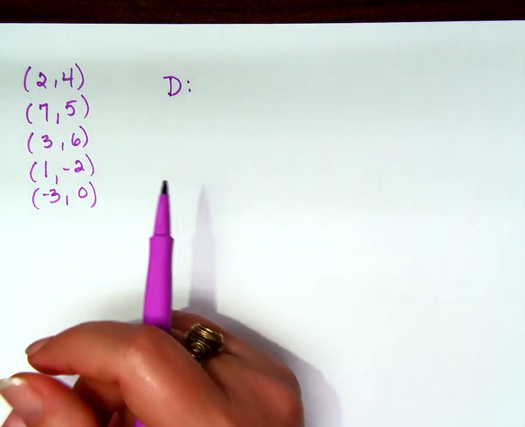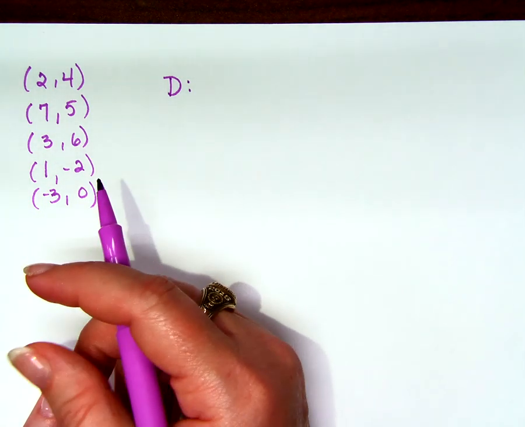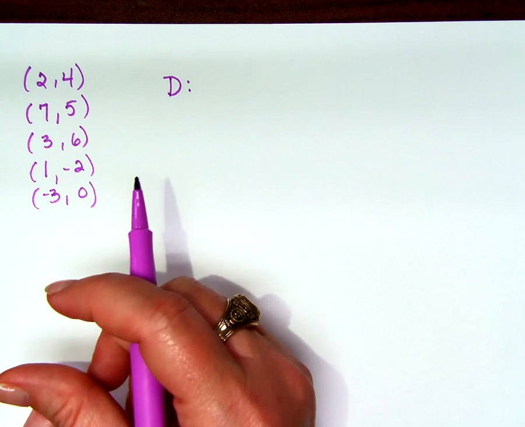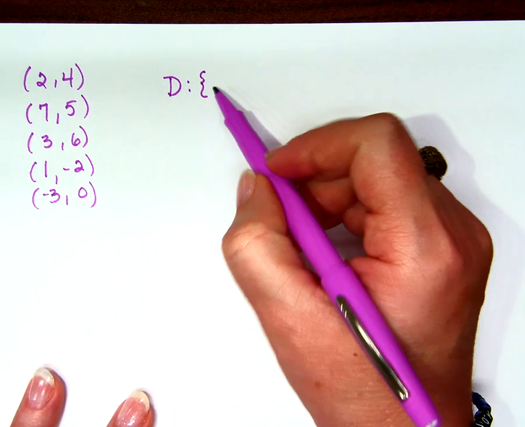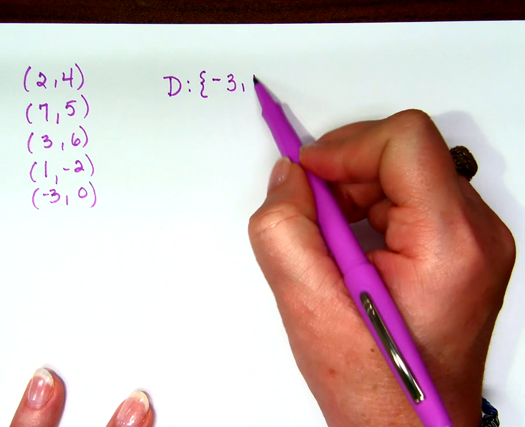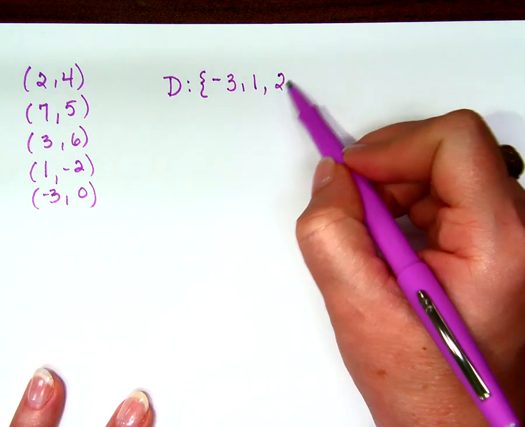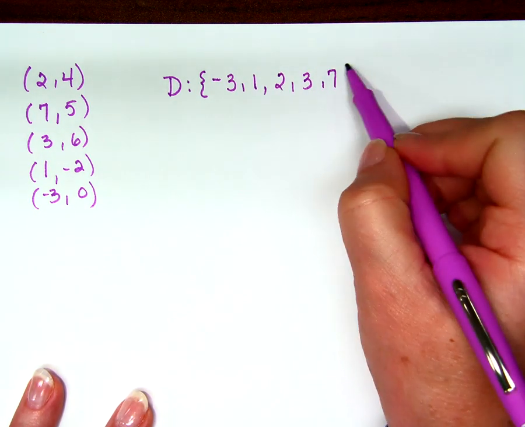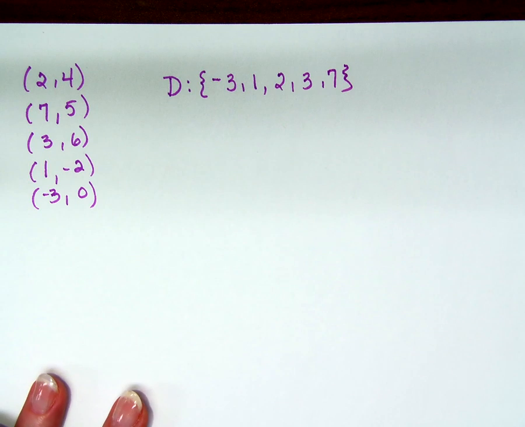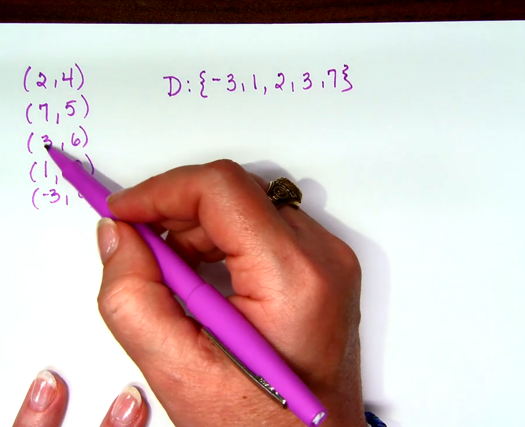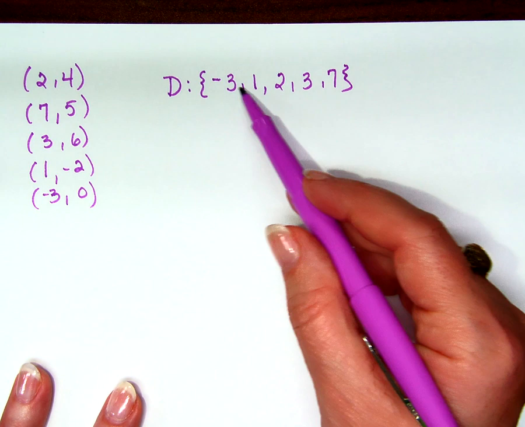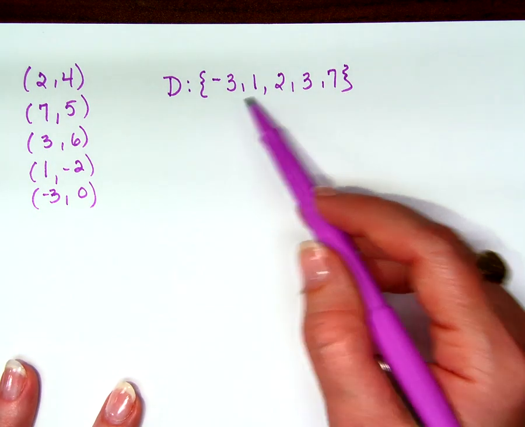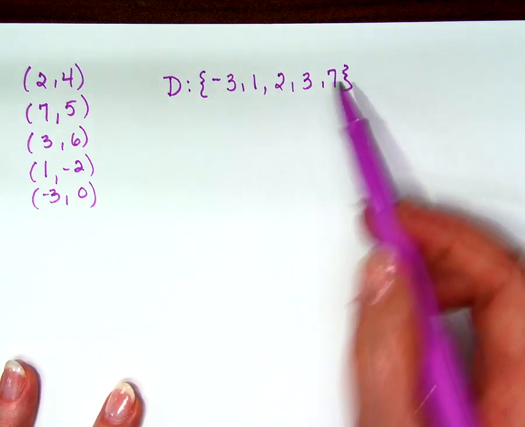Okay, so how would you go about doing that? Domain is what? X values. So what x values are here? Negative 3, 1, 2, 3, 7. Why didn't I just write negative 3, 1, 3, 7, and 2? Yeah, we like to write them in ascending order, from least to greatest.